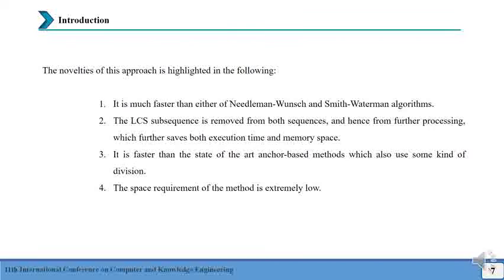The novelties of this approach are highlighted in the following. It is much faster than either of the Needleman-Wunsch and Smith-Waterman algorithms. The longest common subsequence is removed from both sequences and hence from further processing, which further saves both execution time and memory space. It is faster than the state-of-the-art anchor-based methods, which also use some kind of division. The space requirement of the method is extremely low.